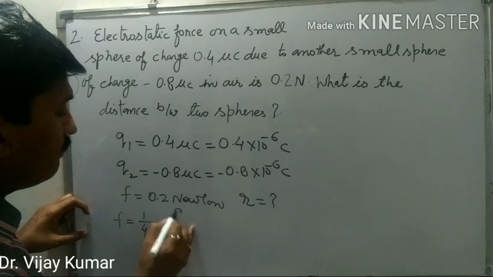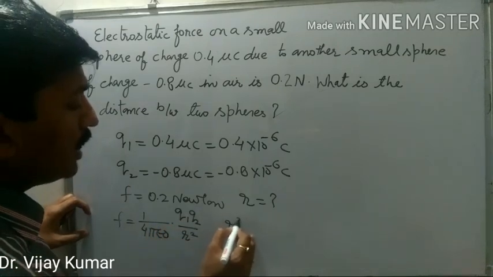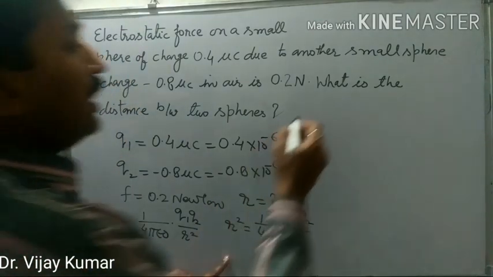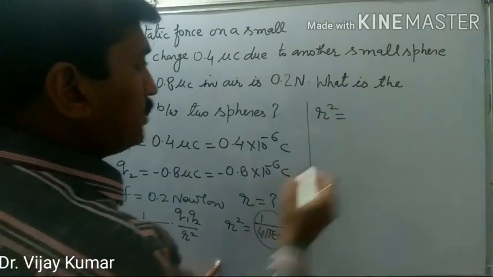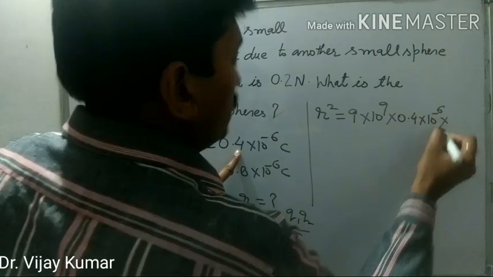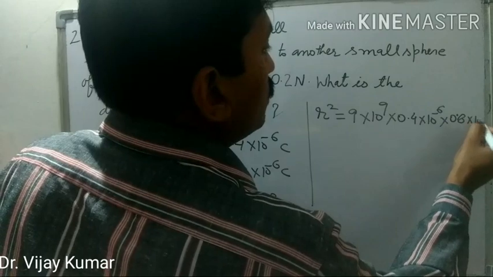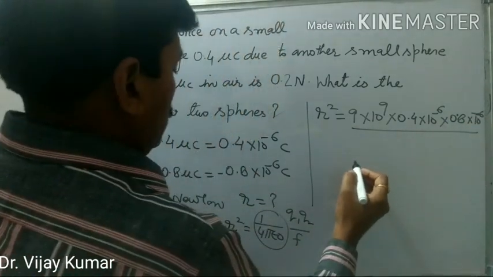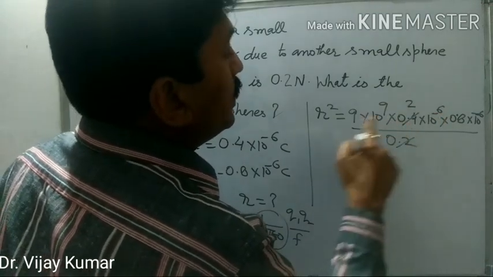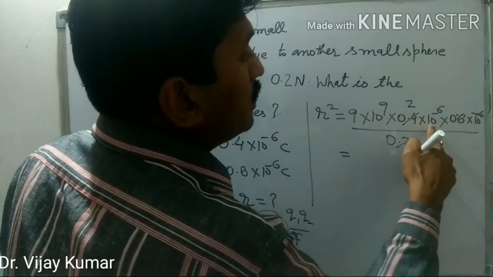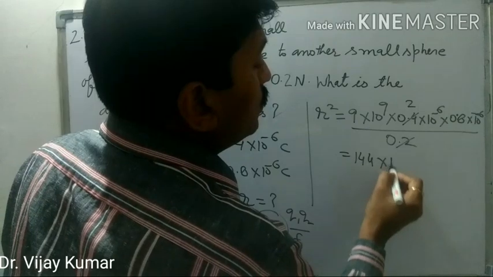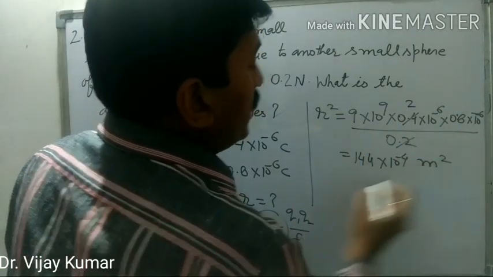As per Coulomb's law, F is 1 upon 4 pi epsilon naught times Q1 Q2 upon r squared, so r squared is 1 upon 4 pi epsilon naught times Q1 Q2 upon F. Here 1 upon 4 pi epsilon naught is 9 × 10^9, Q1 is 0.4 × 10^-6, Q2 is 0.8 × 10^-6, upon force 0.2. It becomes 144 × 10^-4 meter squared.